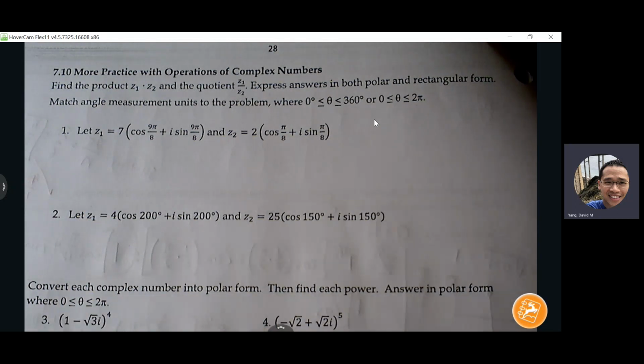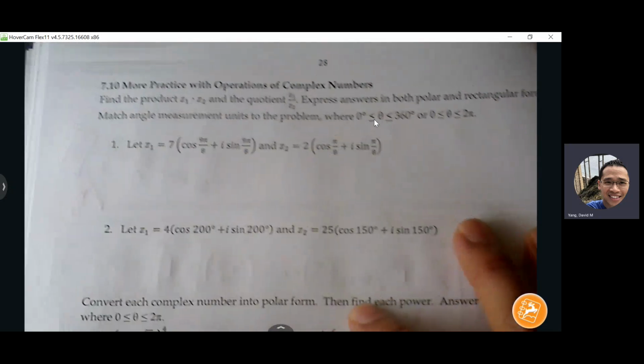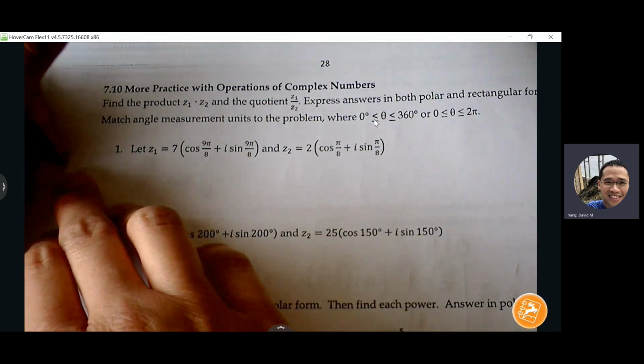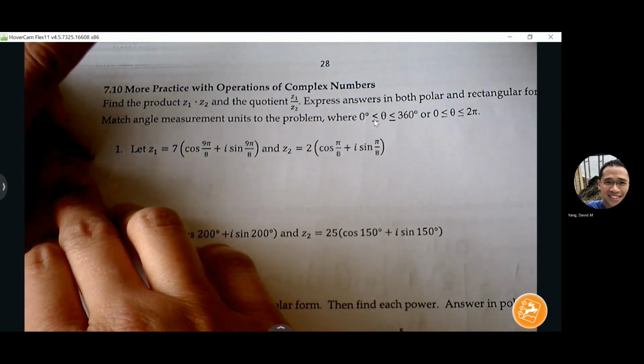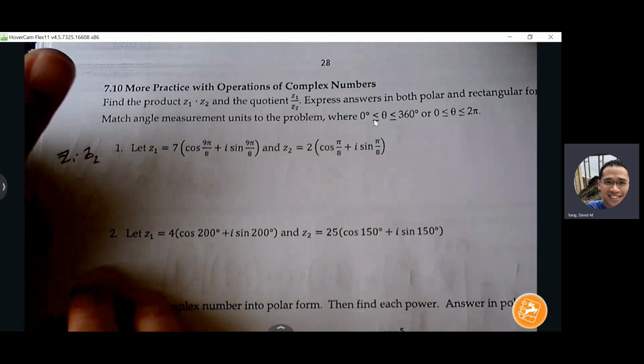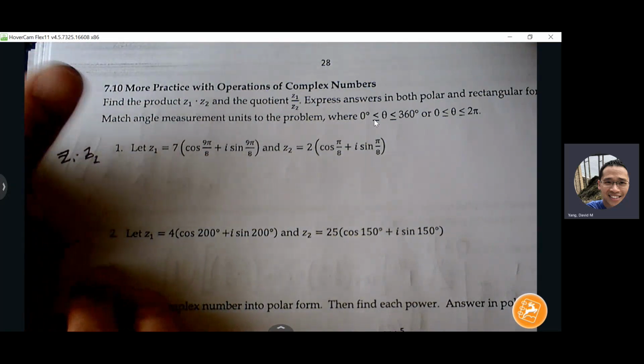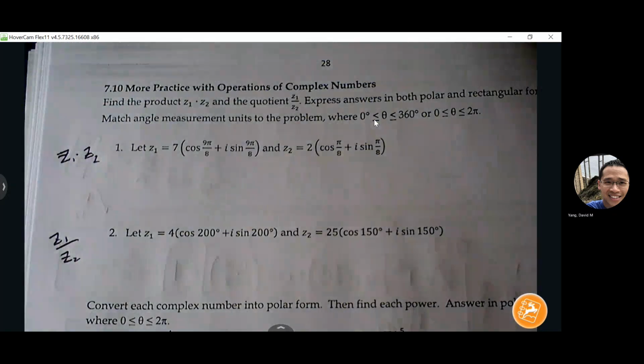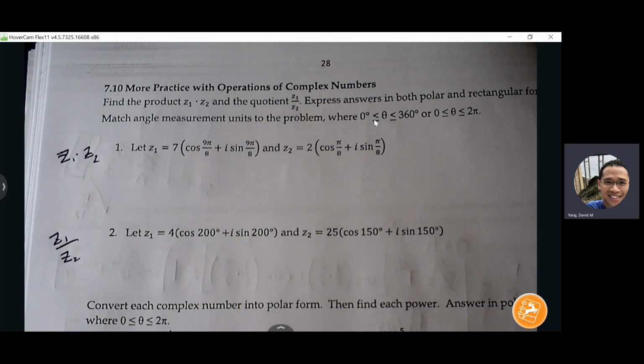Just because of our lack of room here, for number one, why don't we just do Z1 times Z2? And then for number two, we'll do Z1 divided by Z2. Okay, so number one, do product. For number two, do quotients.